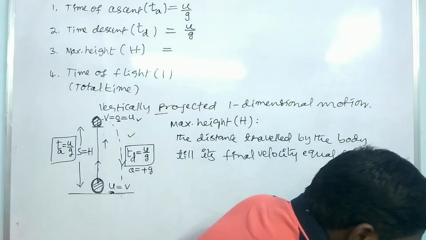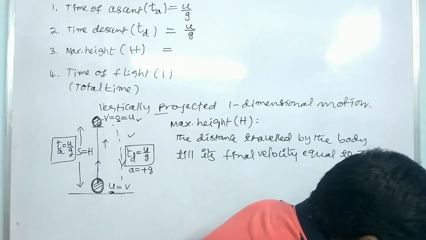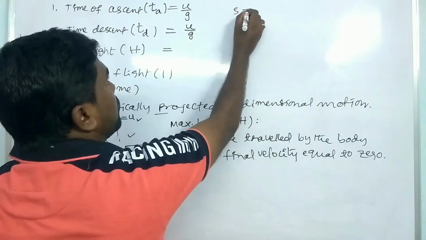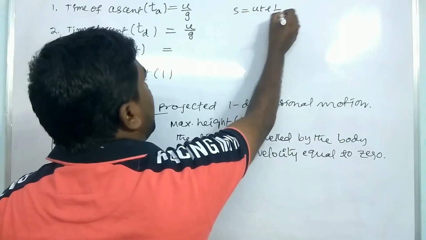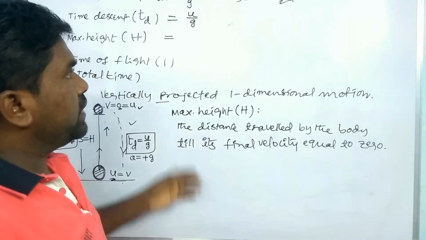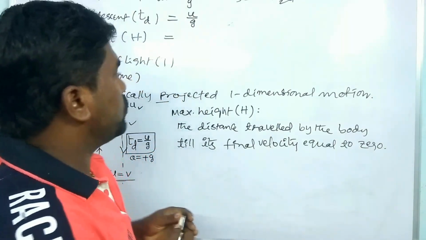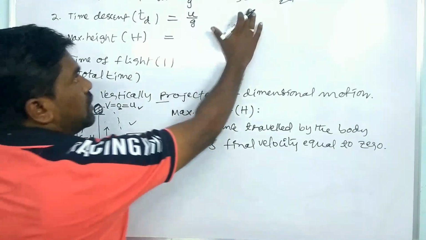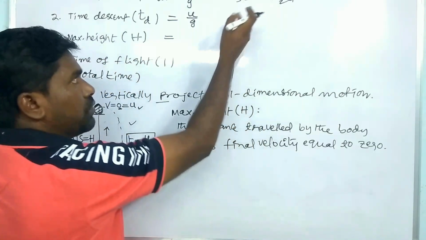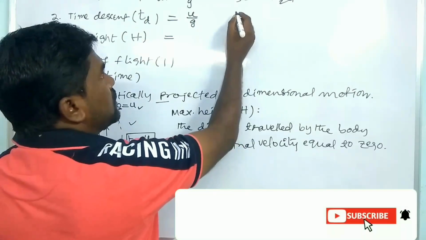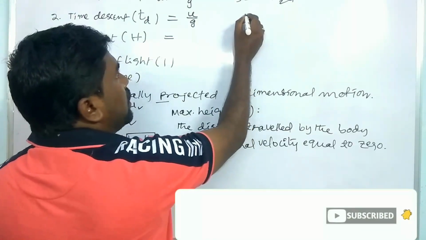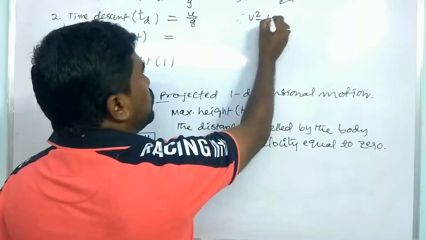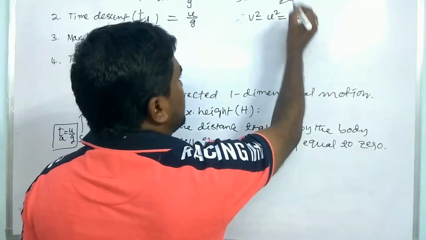How can we derive the distance? Which equation do we have to use here? For the distance, there are two equations. S is equal to ut plus half at square, and another one. Let us see which equation is used here to find the maximum height of the body. There are two equations of motion for finding displacement or distance: S equals ut plus half at square, and v square minus u square equals 2as.